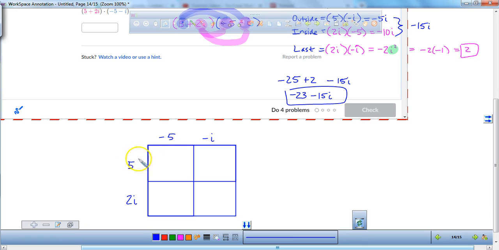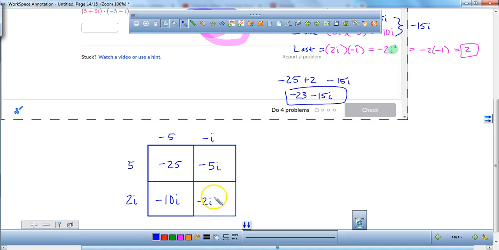So we're going to multiply 5 times negative 5, and you'll put negative 25 right there. We'll do 5 times negative i and put negative 5i right there. 2i times negative 5, which is negative 10i. And 2i times negative i, which is a negative 2i squared. But remember, negative 2i squared, that i squared becomes a negative 1. So that's like writing negative 2 times negative 1, which becomes a positive 2. So I've got to use that positive 2.